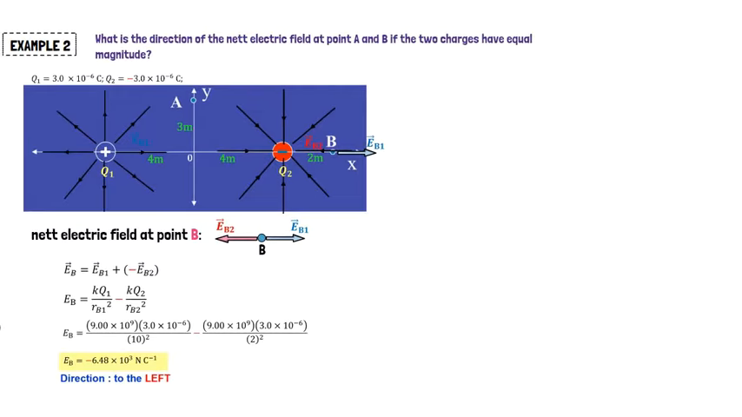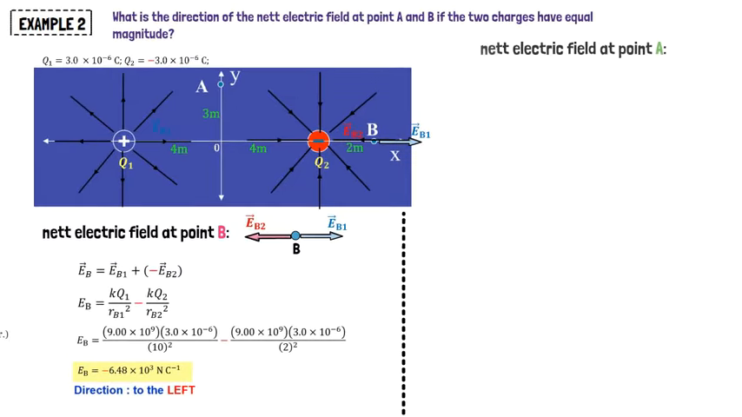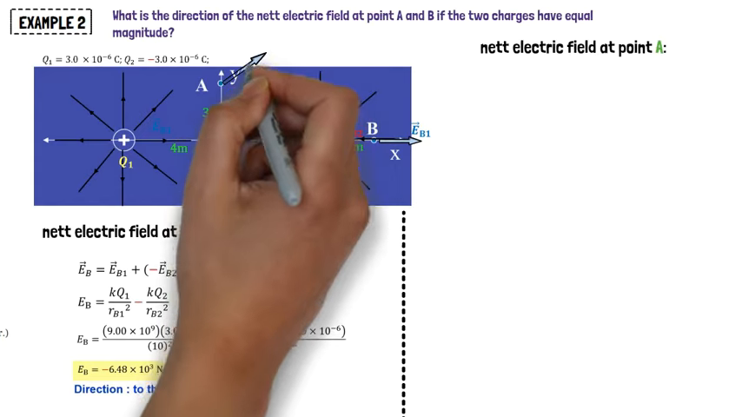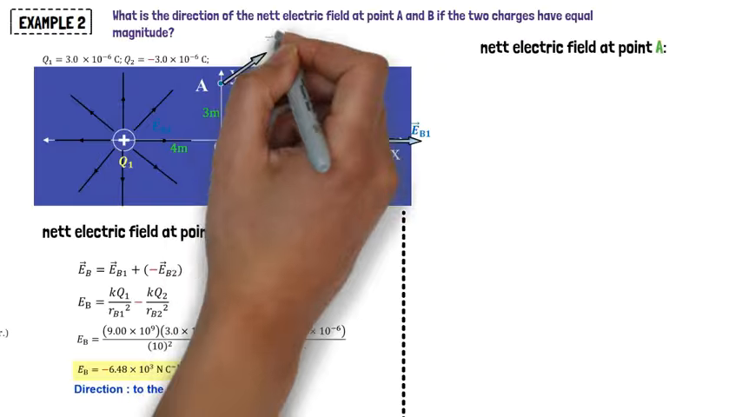Next, we proceed to the net electric field at point A. Alright, so at point A, kita lukis dulu direction of the electric field at point A due to charge 1. Okay, sebab dia outward tadi kan. So, EA1 mestilah keluar lah, ke arah yang seperti ditunjukkan dalam rajah.